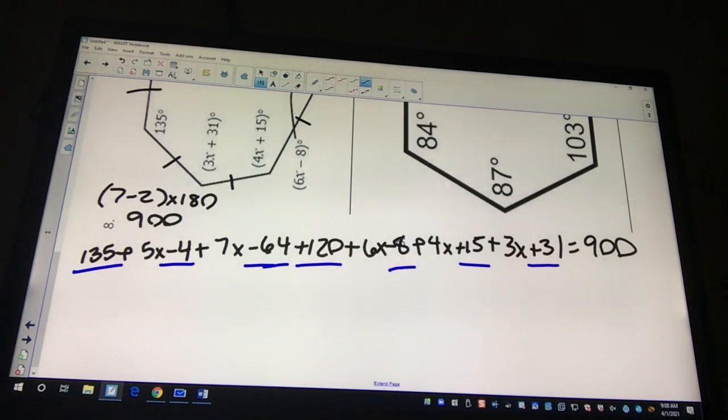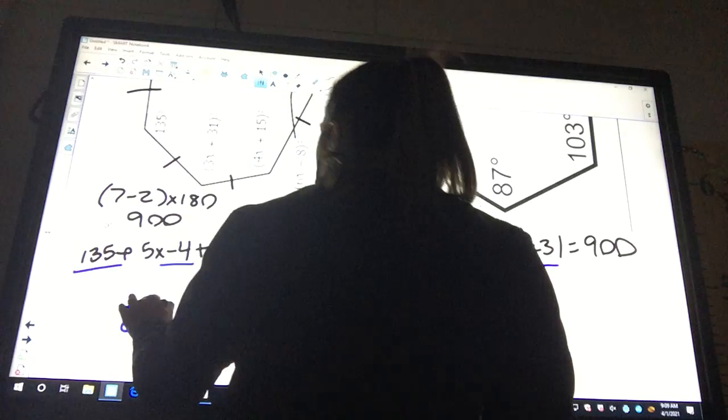So where is your whole equation? 135 plus negative 4 plus negative 64 plus 120 plus negative 8. I got 228. I got 225. Okay, so 225. So 225 for just the numbers.